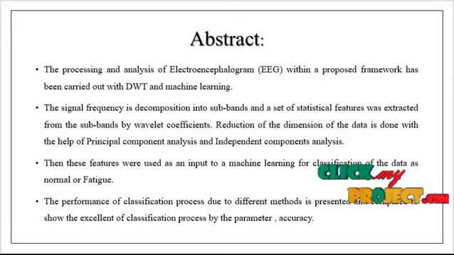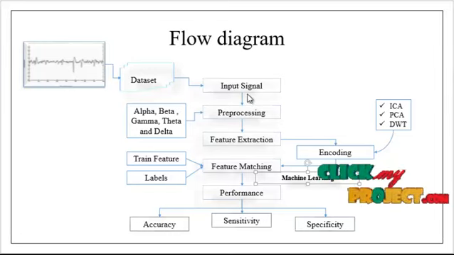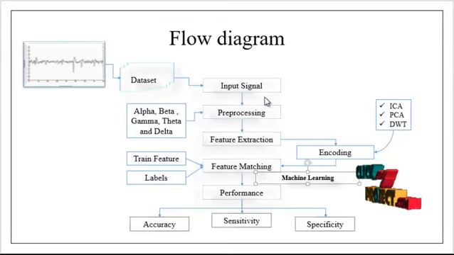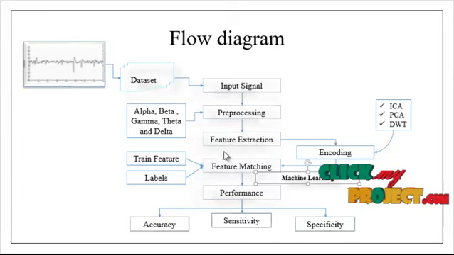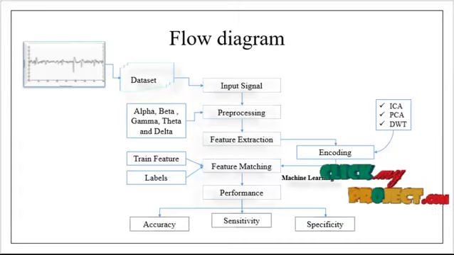Now we are going to discuss the flow diagram of the process. This is the overall working flow of this project. This project consists of modules such as input signal, pre-processing, feature extraction, feature matching, that is the classification, and finally the performance estimation. These are the 5 modules included in this project.